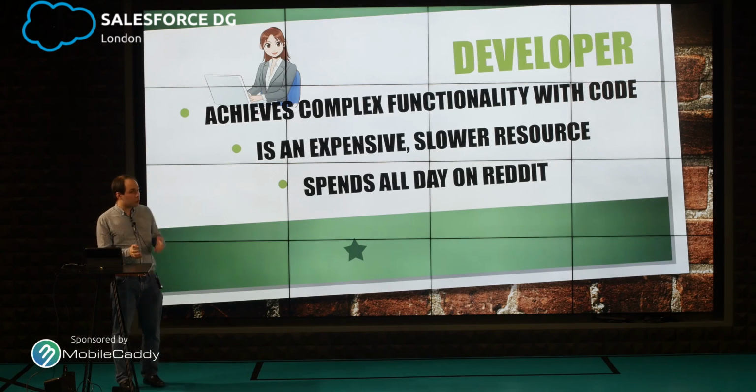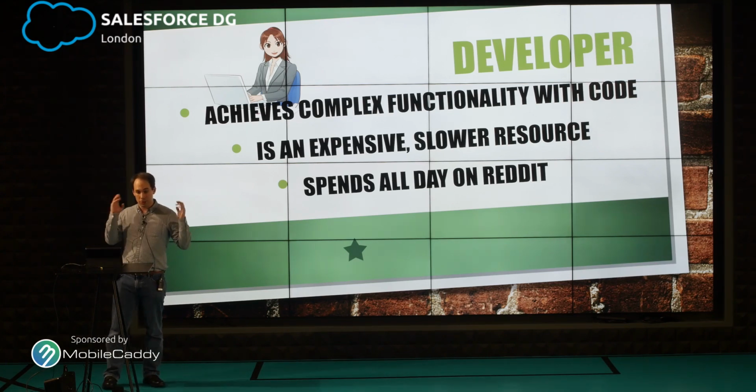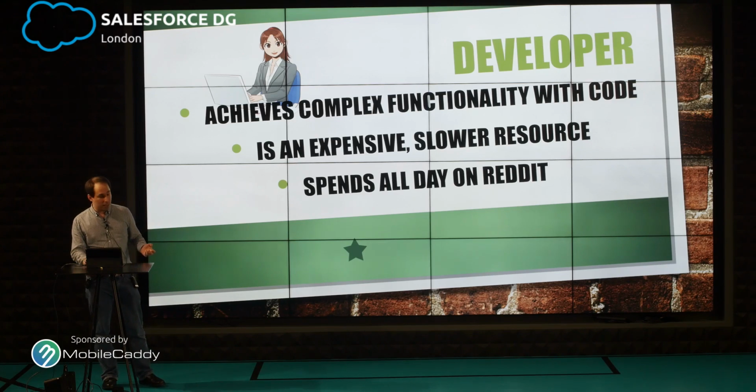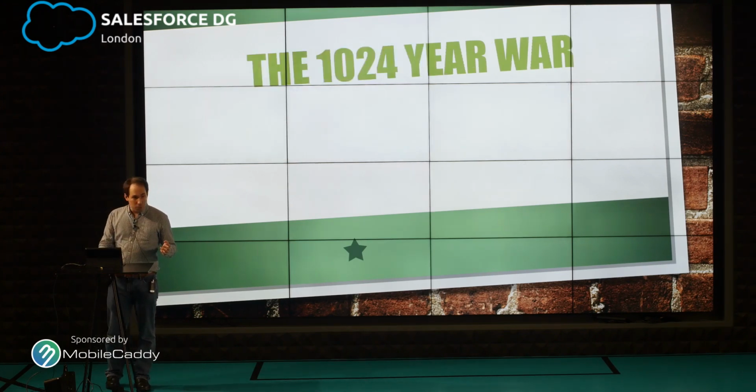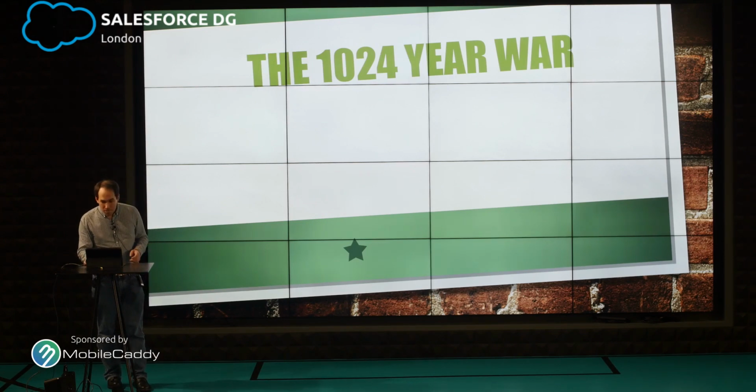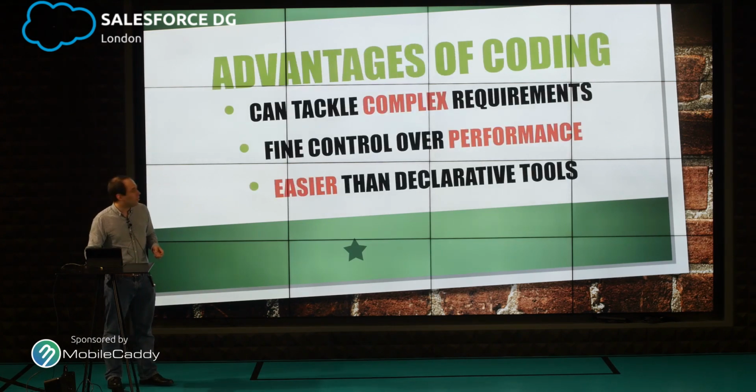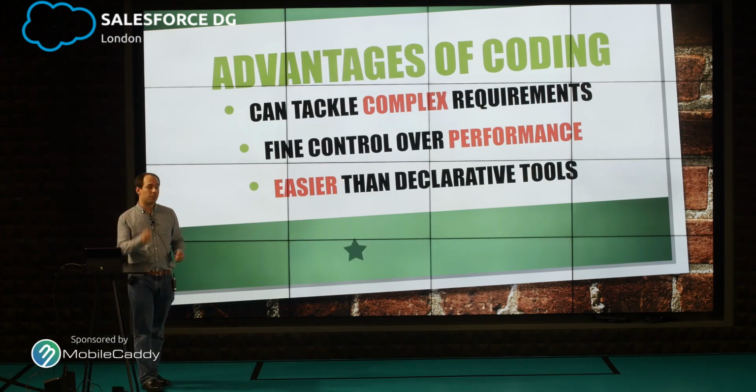And that created a sort of animosity between the software developer and the admin. It lasted so long, no one can remember how it even started, and they call it the 1024-year war. Now, obviously, we're not here to say development is bad. Code is awesome. We can do all these complicated things, and we have this fine control over performance.